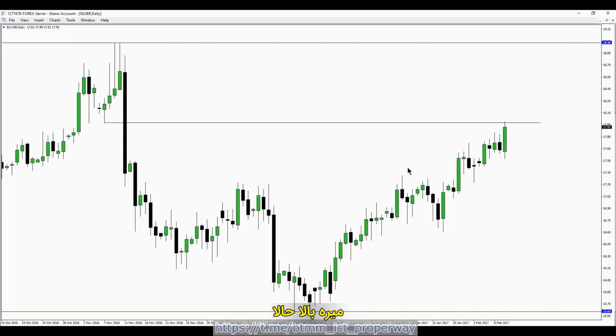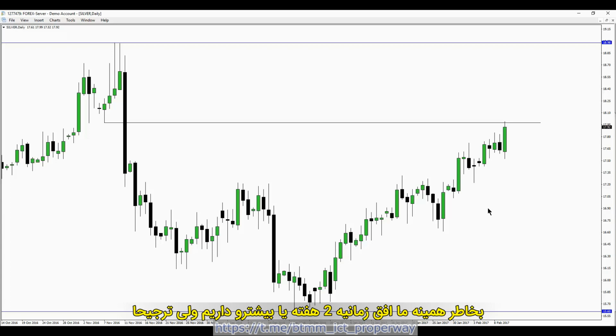Now, it took several months for this metal to trade up to that level, but that's swing trading. It's not overnight, it's not intraday, it takes several days. That's why we have a time horizon of 2 weeks or longer, but preferably 2 weeks to about a month. That's about usually when you'll see these trades pan out.